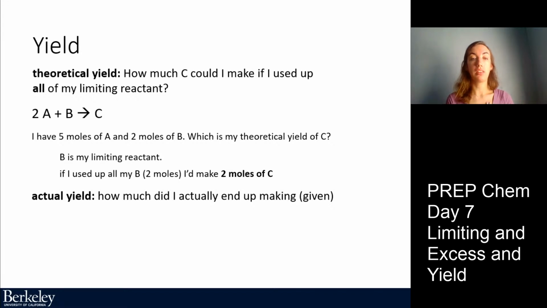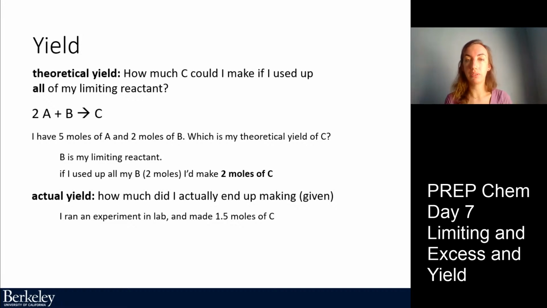Now I tell you how much I actually ended up making. So my actual yield is, maybe I used up all of my limiting reactant, but maybe I am not able to use up all of it because my reaction is inefficient in some way. So I tell you that I ran an experiment in lab running this reaction, and the most that I was actually able to make is 1.5 moles of C. So the actual yield is pretty easy because it has to be given to you, or measured in some way. You can't just look at a reaction and know what the actual yield will be. So that would be given to you in a problem.